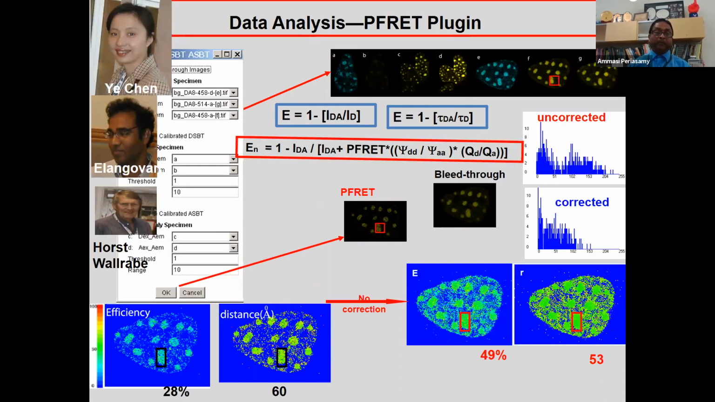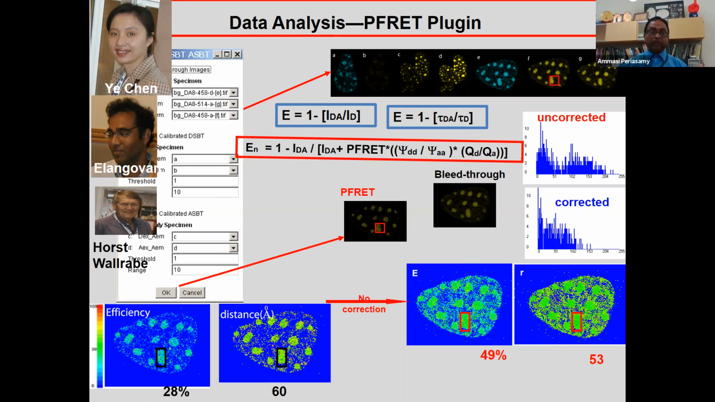That is where we developed a software package where you can just load about 7 images. You are able to get the correct information and remove all the out-of-focus signal and all the bleed-through signal, as well as the acceptor excitation, since when you excite the donor, you may be exciting the acceptor too.